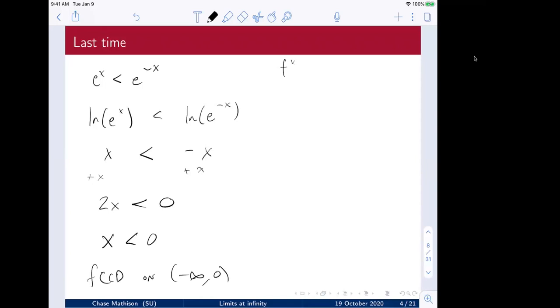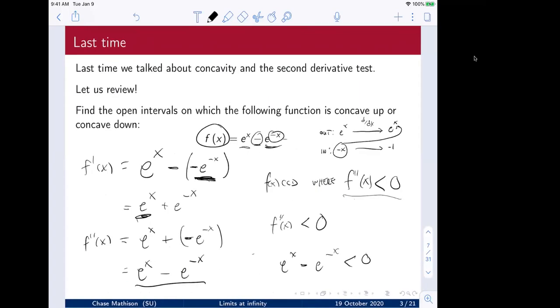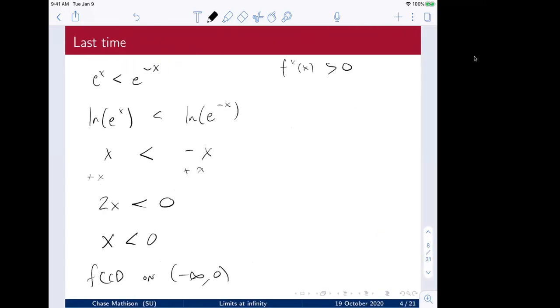To solve the other inequality, to solve where is f double prime of x greater than 0, well, we can just flip the sign of this, right? We're going to get e to the x minus e to the minus x is greater than 0. And you go through all the same steps, and you get that f is concave up on the interval 0 to infinity.